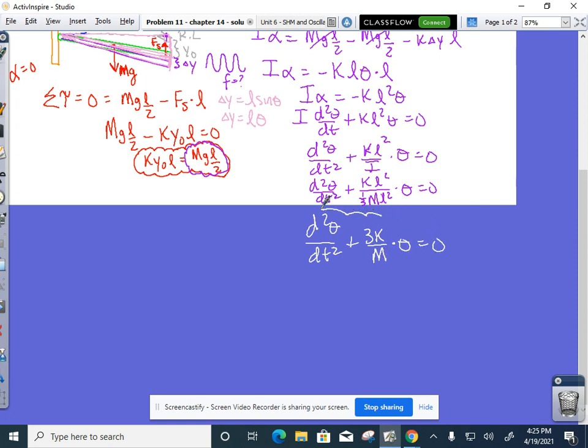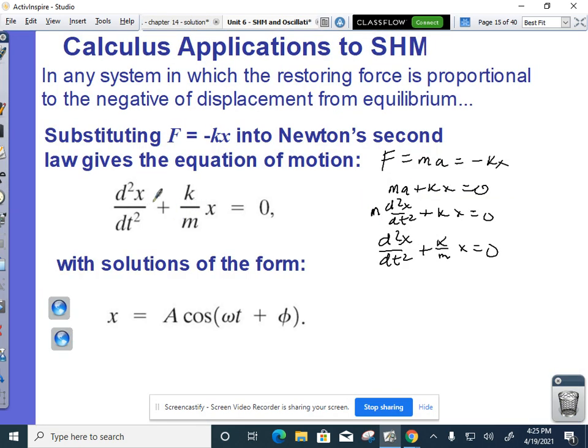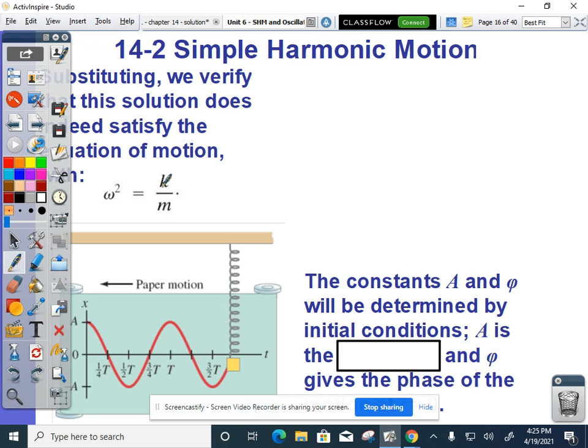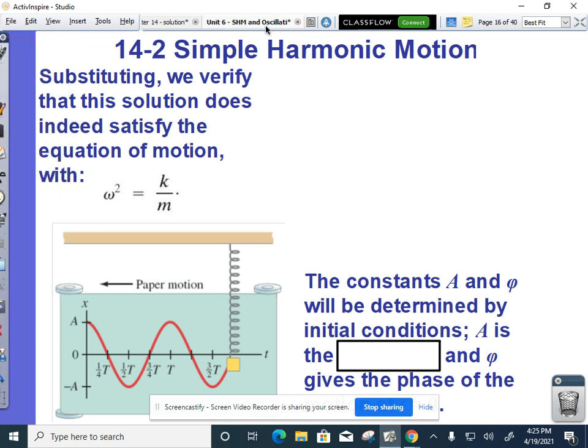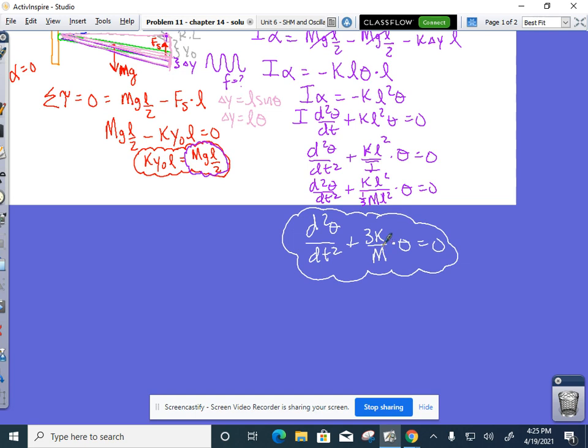And sure enough, this equation is very similar, almost identical to this equation that we have here, right? Where k over m, remember, that was related to omega. Omega squared was k over m. Since we have a differential equation here that looks very similar to what I had before, this is the same kind of solution. We see that omega squared must be equal to 3k over m in order for our equation to be satisfied, where theta can be written as A times the cosine of omega t.